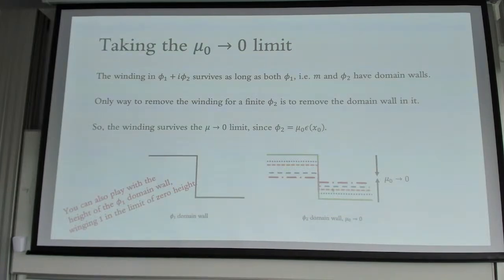You can do the same thing with the domain wall in phi 1, the Majorana mass. And again, as long as you have a domain wall in the Majorana mass, you get a non-zero winding. If you could destroy the domain wall in the Majorana mass, you wouldn't get any winding, and so the index would go to 0.